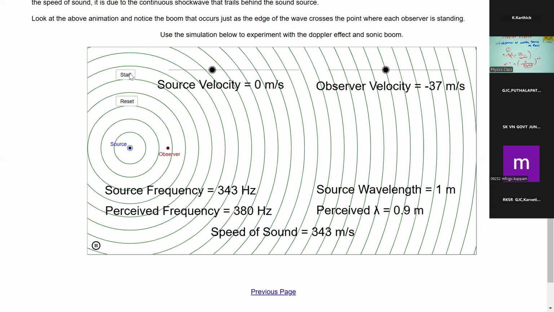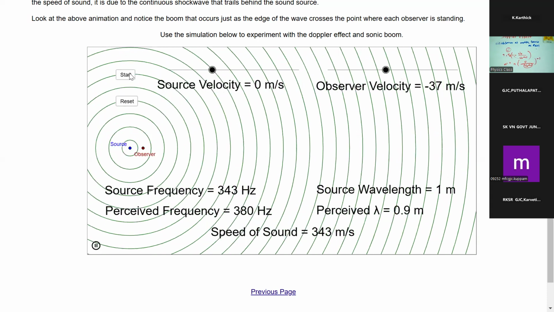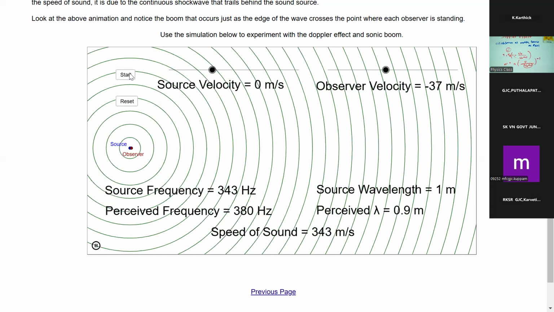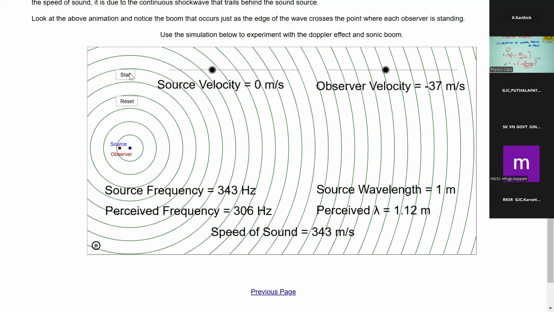Once the observer reaches the source and passes it, the frequency decreases. You can note that down: perceived frequency 306 hertz.